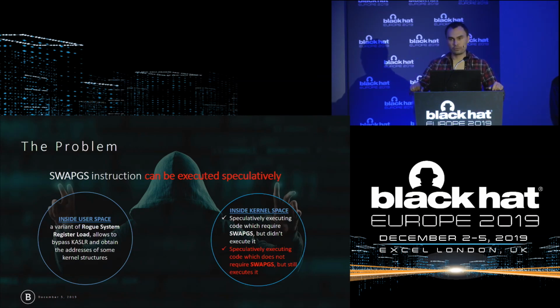So what is the problem? Well, the problem, in a nutshell, is that the SWAPGS instruction can be executed speculatively. And this leads to two potential issues. The first one, inside user space, because SWAPGS can be executed speculatively inside user space as well, leads to a variant of rogue system register load, which, as the traditional rogue system register load, allows for KASLR bypass and leaking memory from areas which should be hidden by address space layout randomization.